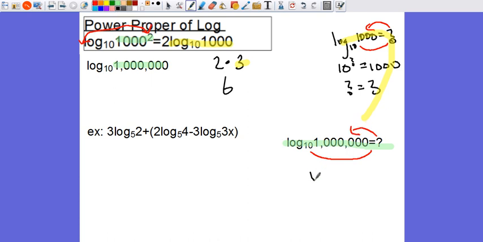10 to the power of question mark is equal to, not 1,000, sorry, 1,000,000. So 10 to the power of what is 1,000,000? The answer is 6. 10 times 10 times 10 times 10 times 10 times 10, which is 6 times, gives you 1,000,000. So we're going to get 6 here.